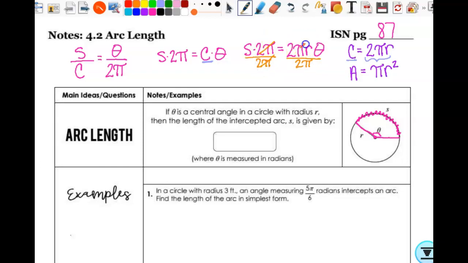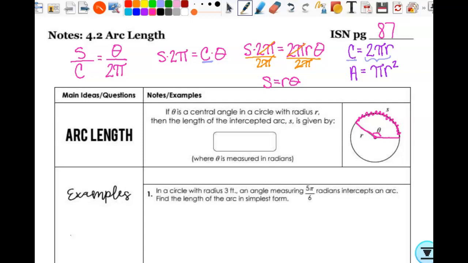Those cancel, and that leaves me with S equals r theta. The reason the degree version looks worse is that this right here would be 360 instead of 2 pi, and then you can't cancel them out, and there's just more stuff in there. And the way they write it is with a fraction. It's not a pretty formula to begin with, okay? But our arc length formula, very simple.